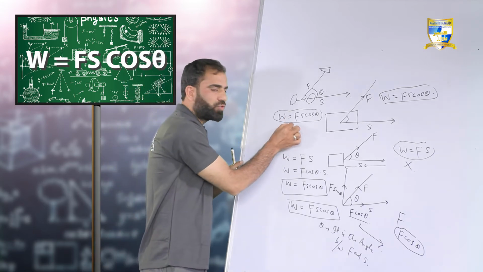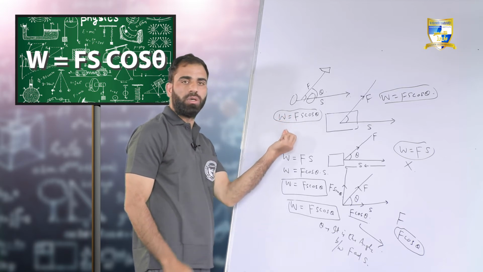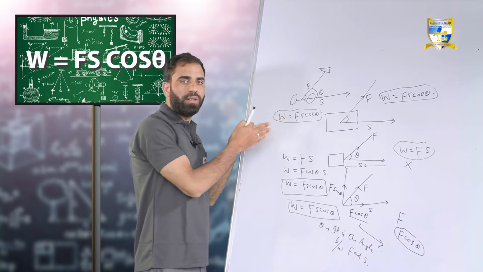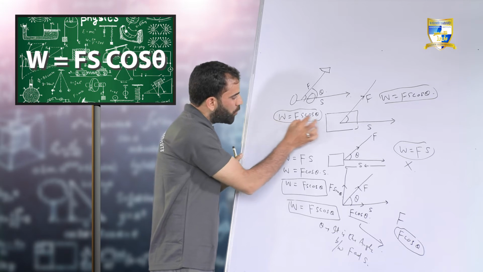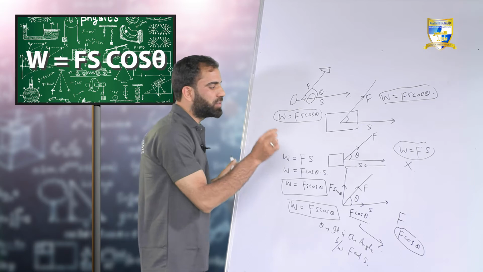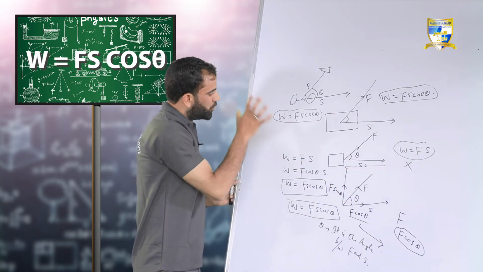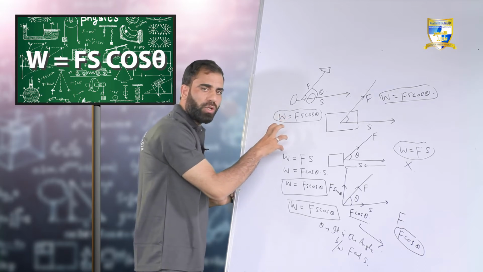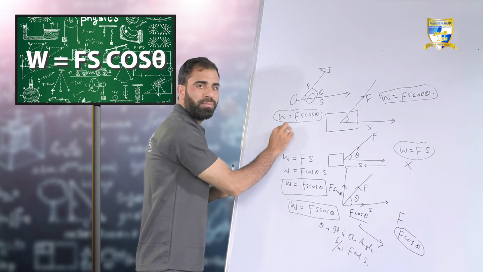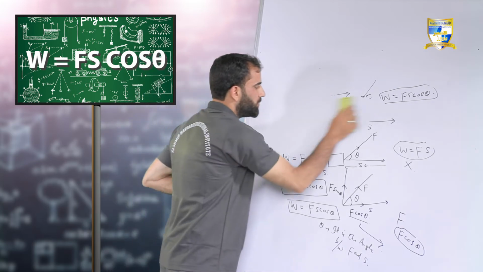So on the basis of this formula, we are going to explain now what is zero work, what is positive work, and what is negative work. In the last lecture, we explained positive work, negative work, and zero work on the basis of the direction of force and displacement. Now we are going to explain them on the basis of this formula, that is, on the basis of theta. So let us see here.